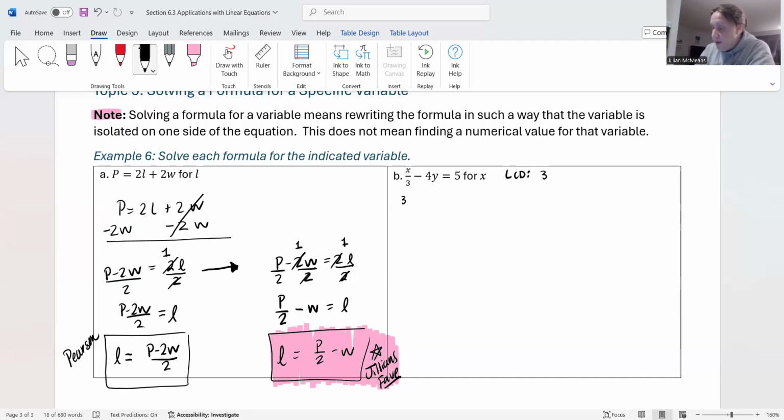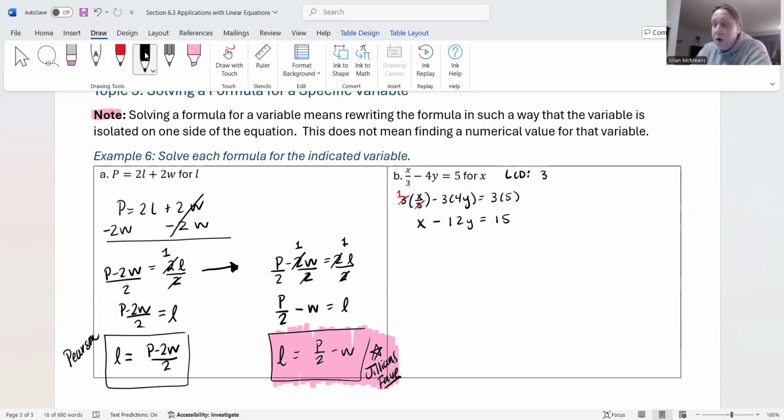All right, so I get 3 times x over 3 minus 3 times 4y equals 3 times 5. Okay? Now, for that first term, 3 times x over 3, that would just give me 3x divided by 3. The 3's would divide out, and we would just get x. Or you could say the 3 in the denominator divides into the LCD one time, leaving me with just 1 times x. And then negative 3 times 4, or minus 3 times 4, would be negative 12y. Equals 3 times 5, which is 15.